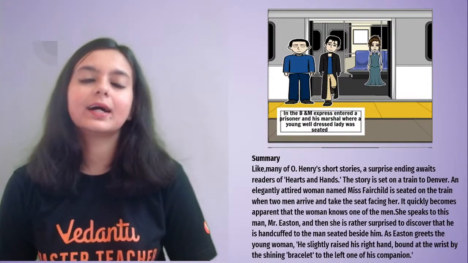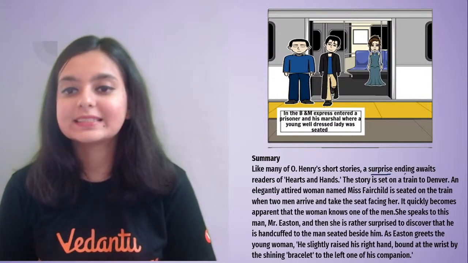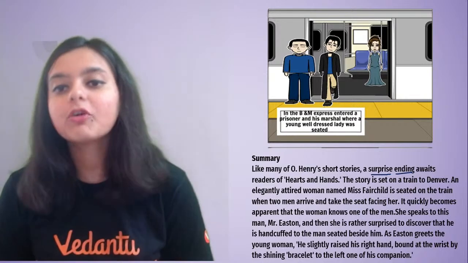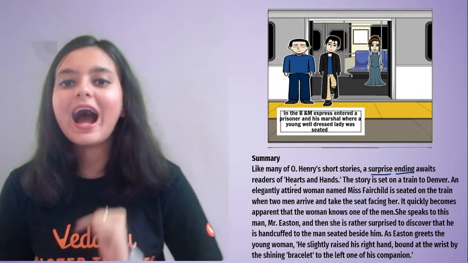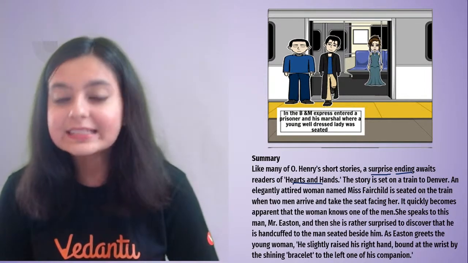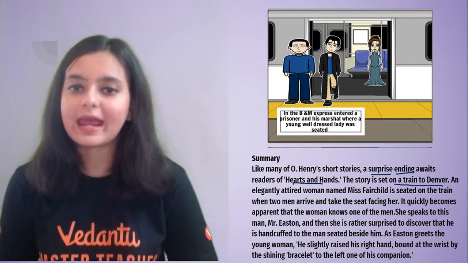Now, as I told you, O. Henry stories definitely have surprise endings. They all have surprise endings, most of them, right? So, like many O. Henry stories, here also in Hearts and Hands the surprise ending awaits the readers. Where is the setting of the story? It is set on a train to Denver.